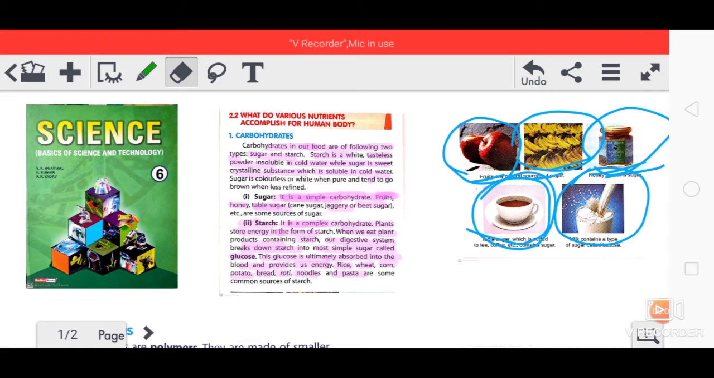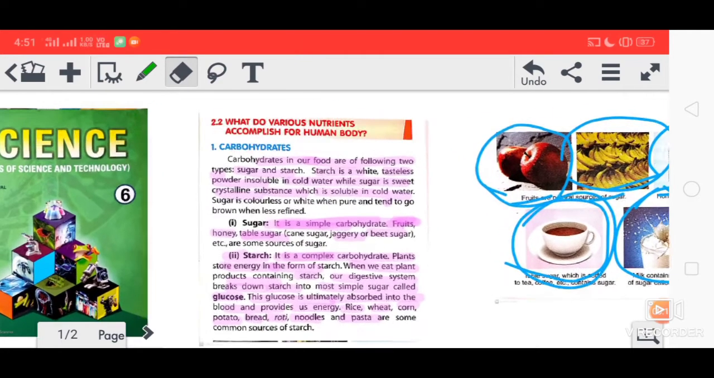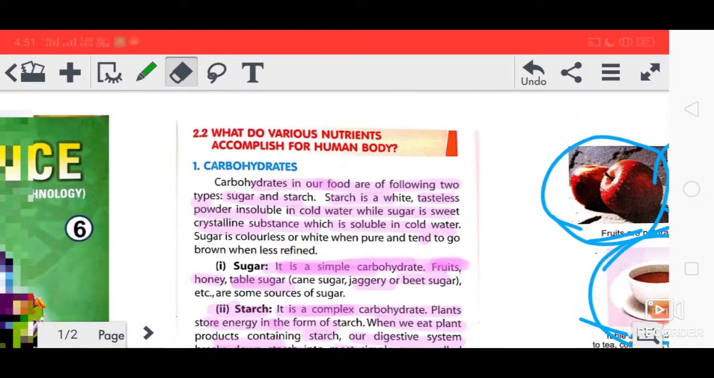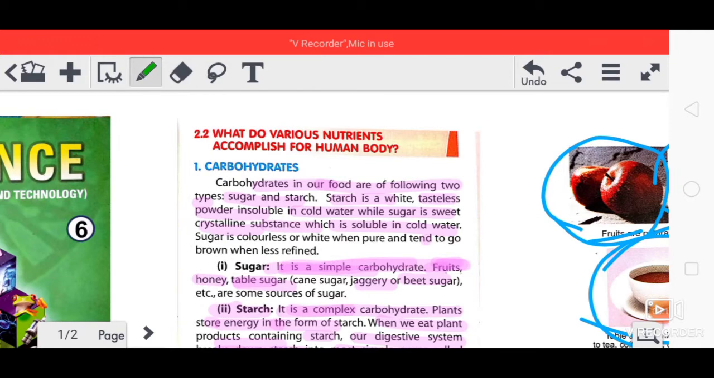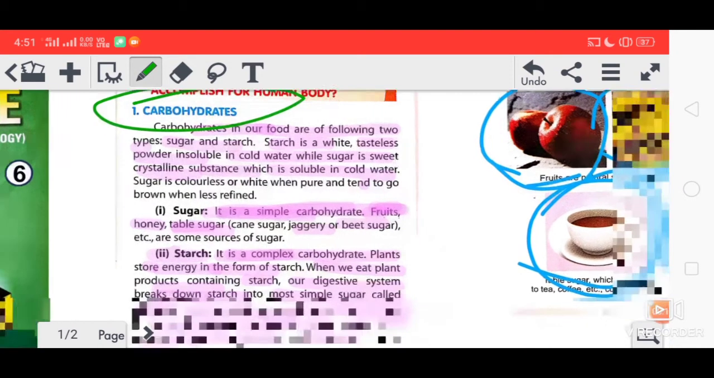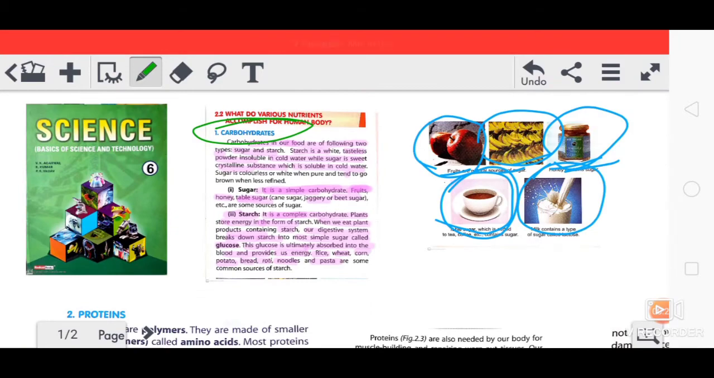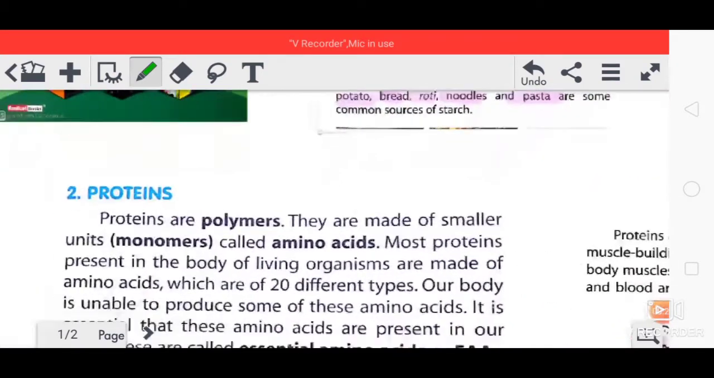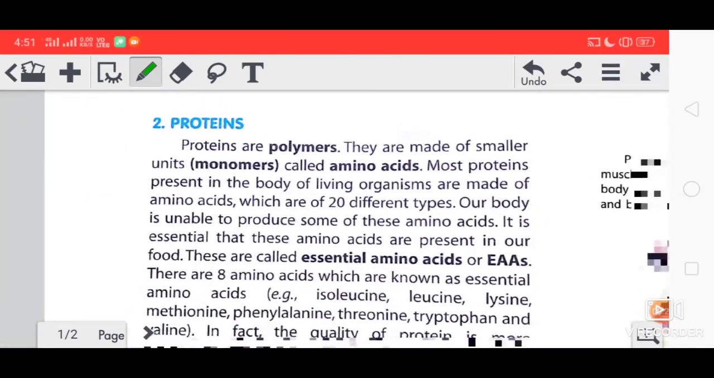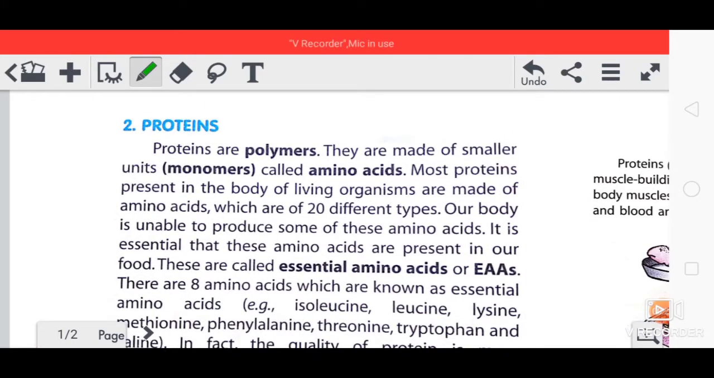In your biology, in the previous class, we studied carbohydrates. We have discussed it in detail. Now today we are going to study a new nutrient. There are 7 nutrients, of which we discussed the first, carbohydrate. Today we are going to discuss the second type of nutrient, that is proteins.